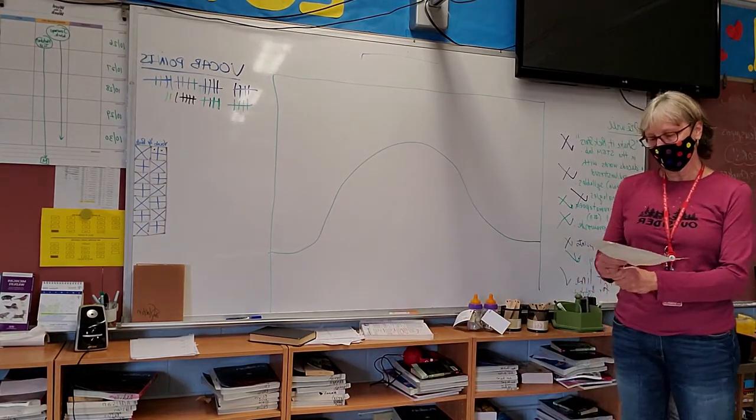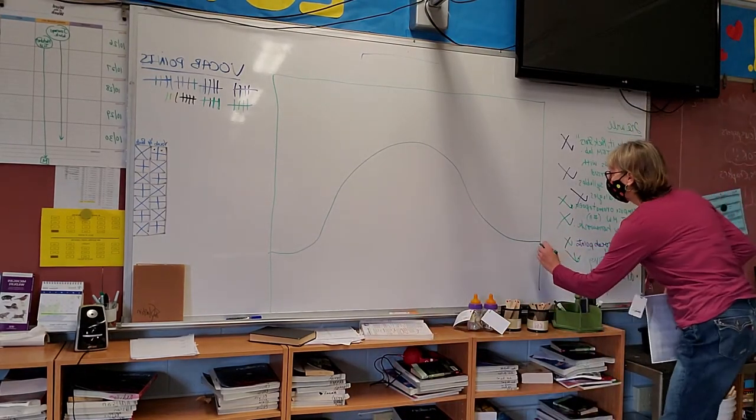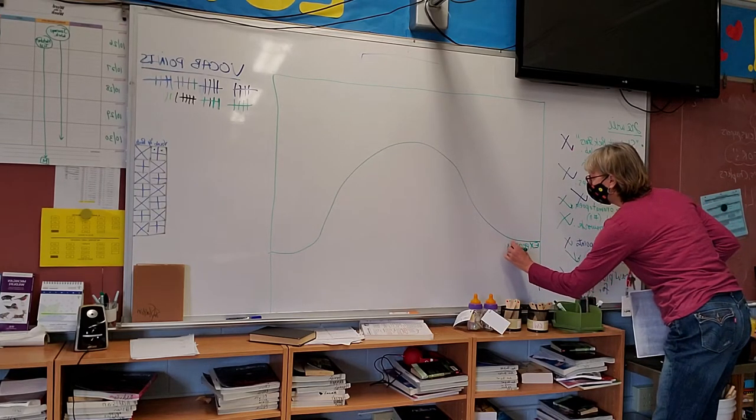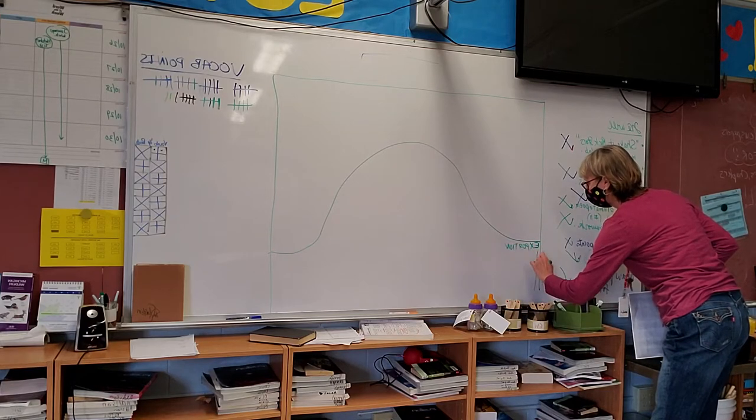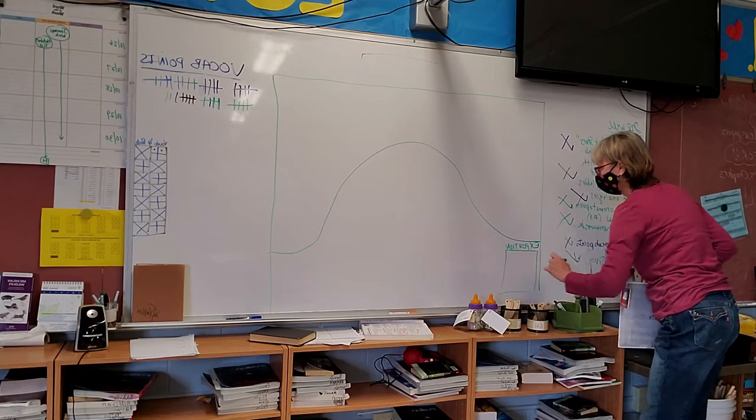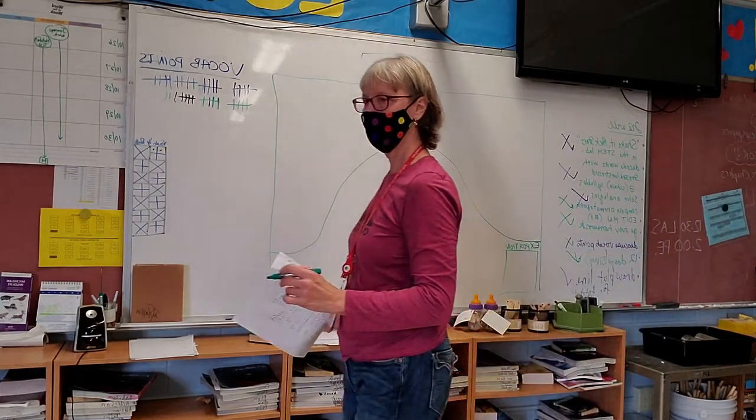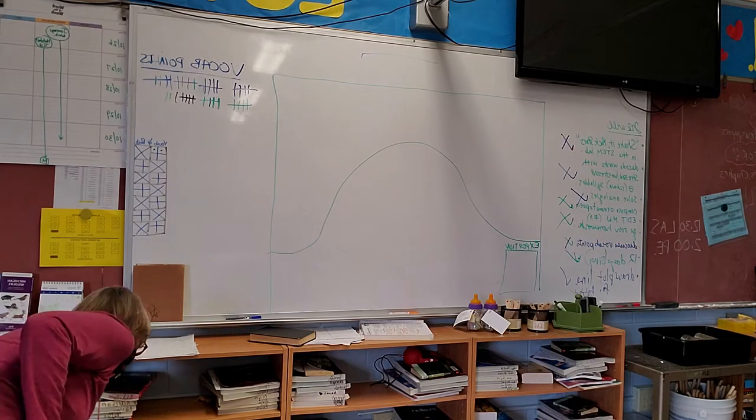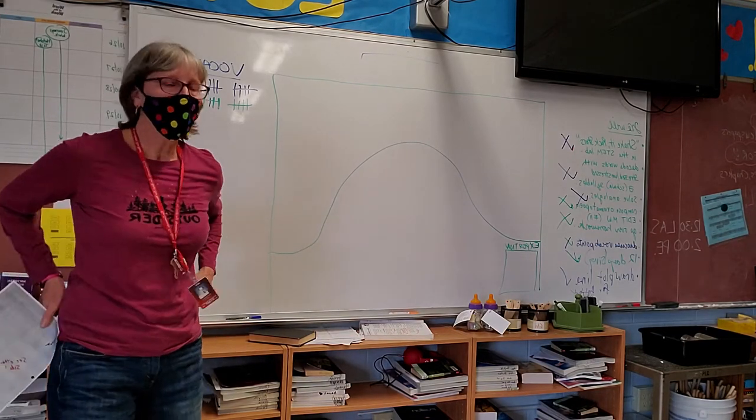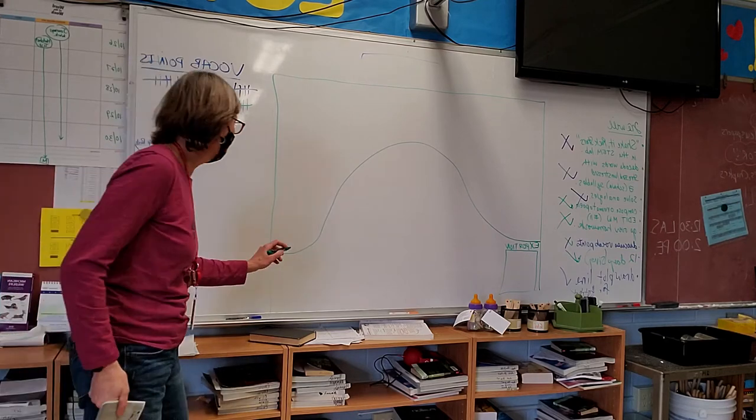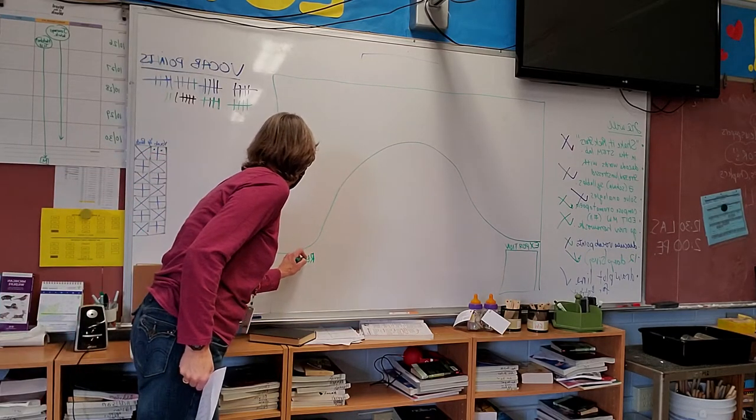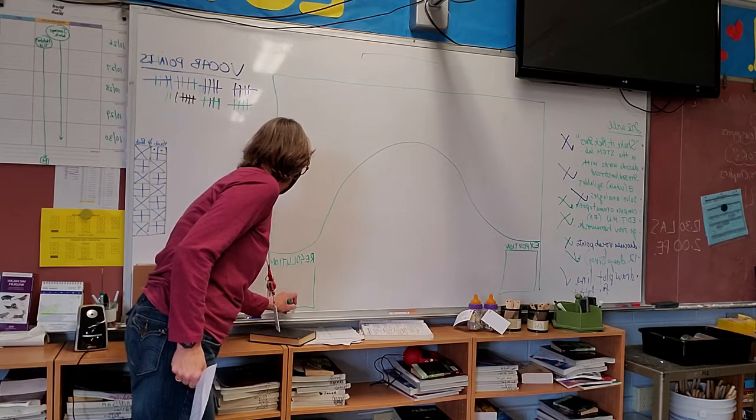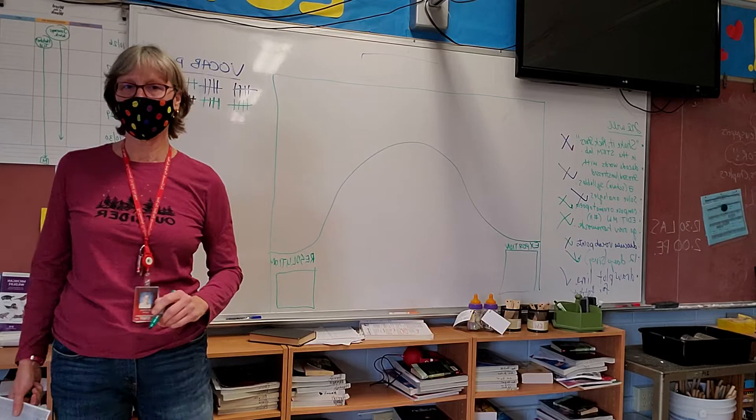All right, the next thing we're going to do is we're going to label some things. We're going to write the word exposition under here, and we're going to put a box under it. Exposition. And that's our background. Okay, over on this side, we're going to write the word resolution. We're going to put a box under that. Resolution, right there.